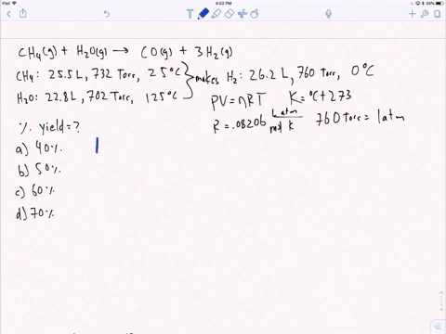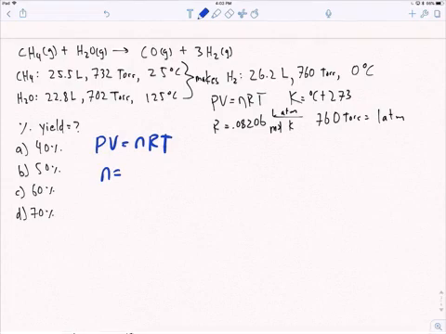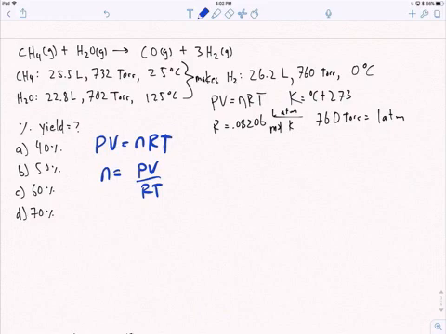So PV equals nRT. n equals PV over RT. Right, you can see, the other way you can see n is then proportional to 1 over temperature, which means inversely proportional. Right, so if temperature goes up, n goes down. I'll do it for hydrogen.